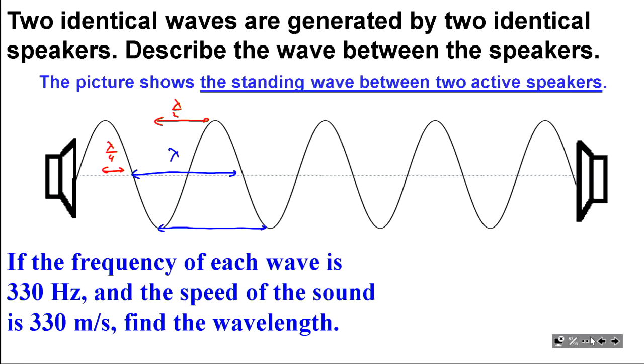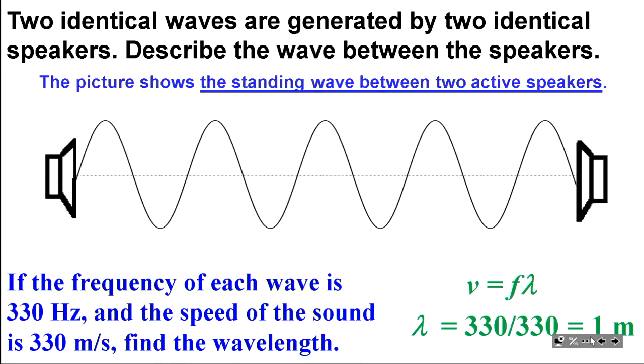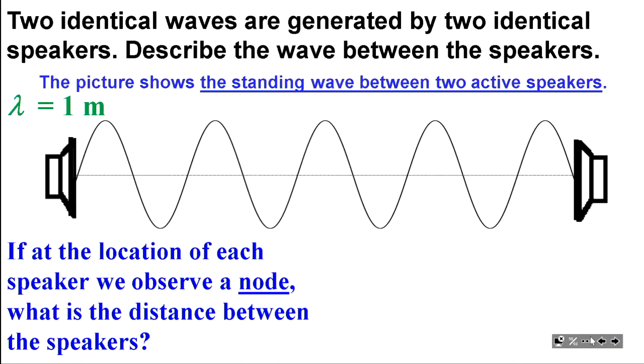So how do we calculate the wavelength? Well, speed equals wavelength times frequency, hence wavelength equals speed over frequency. And what number does it give us? 1 meter. That's just an example. And now, for example, we can calculate the distance between these speakers, right?